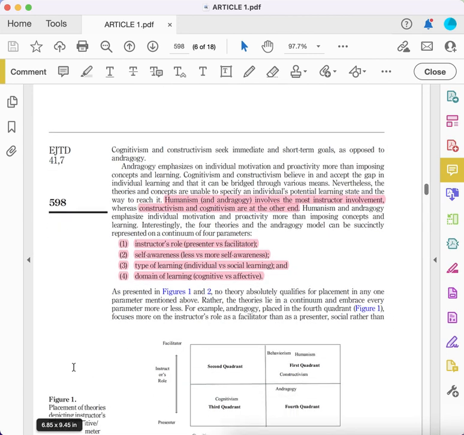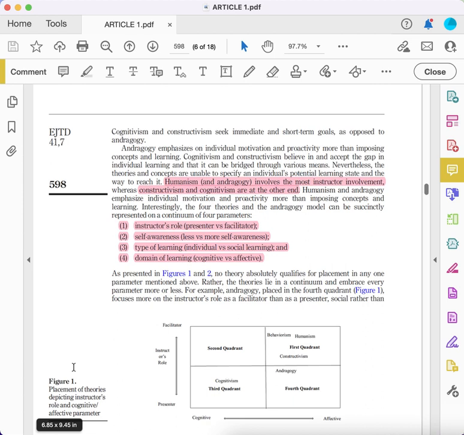All right, so I liked that they started to compare some really interesting points of view between the learning theories. And so when you get down to these figures, they sort of go into the quadrants. I don't want you to focus too much on the quadrants, but I do want you to think through, when you look at the four theories here, that this andragogy model can be succinctly represented in four different parameters. So the instructor's view, presenter versus facilitator, self-awareness, more or less self-aware, type of learning, individual versus social, and domain learning. I think those are really four different areas that are really interesting to think about.